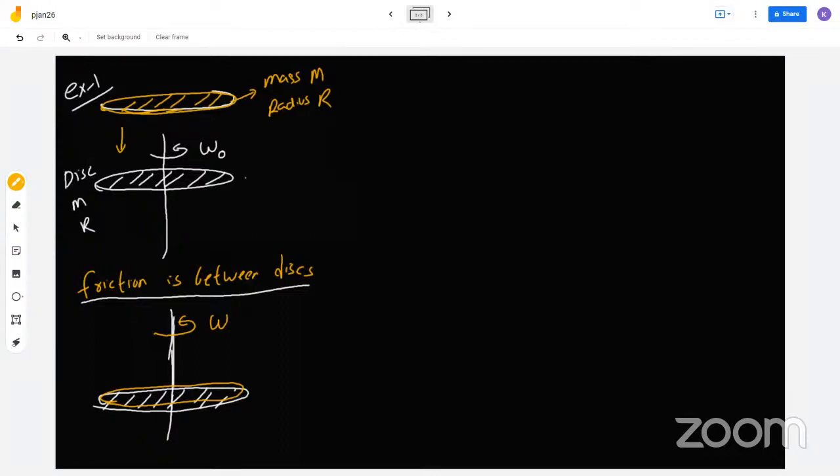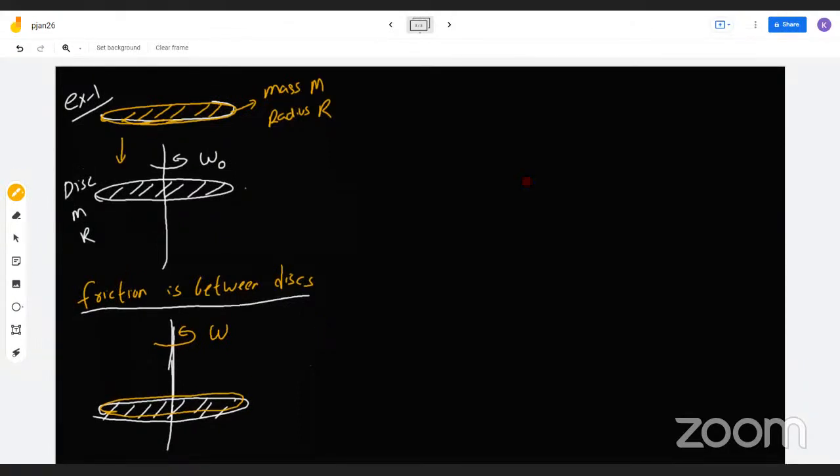Which concept are we going to use? The principle of conservation of angular momentum. Yes. You want to use the principle of conservation because the force will be impact.